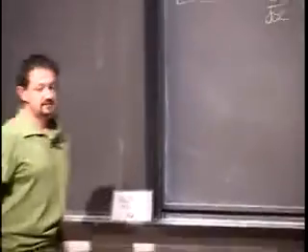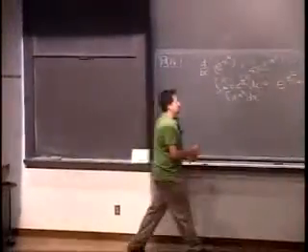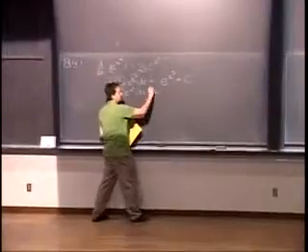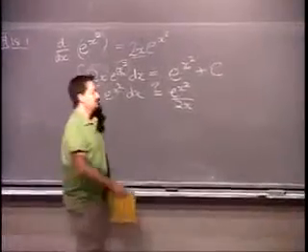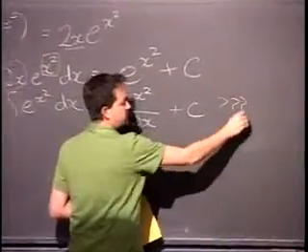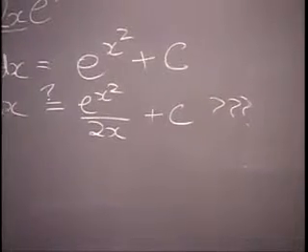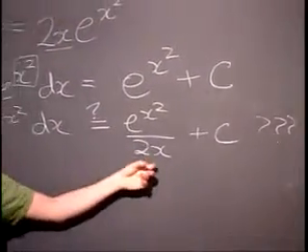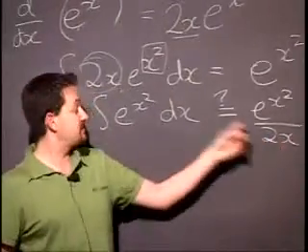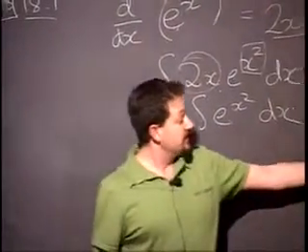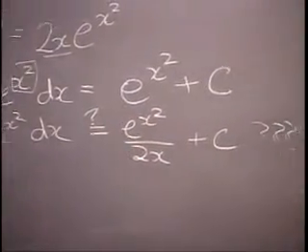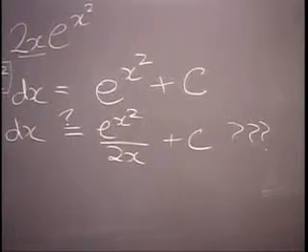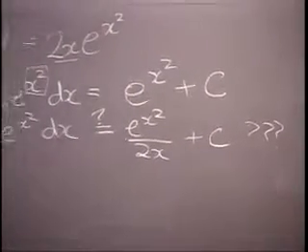Yes, a question? Why does the integral of e to the x squared not equal e to the x squared over 2x? Good question. I'm going to put question marks there because it's not true. In fact, all you have to do is differentiate this. You'll have to use the quotient rule, and you'll get something quite different. In fact, you should try it. It's going to be a much more complicated expression that may simplify, but it certainly doesn't simplify to this. Try it and see.